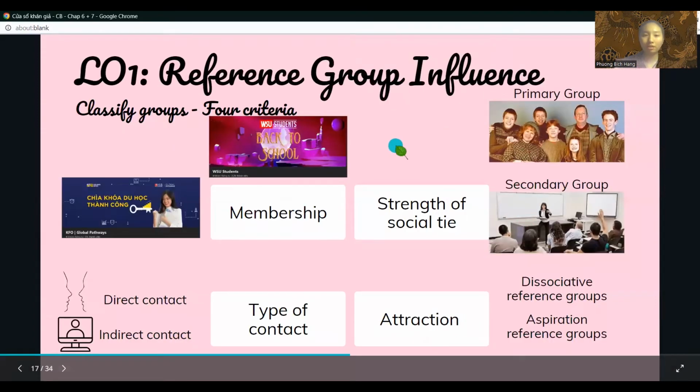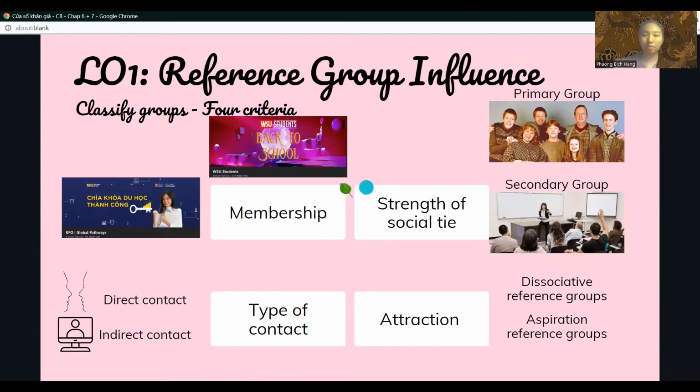And to classify groups, there are 4 criteria. The first is membership. For example, I'm a member of the Global Pathway online Facebook group, and another student could be a member of Western Sydney University's group. The second criterion is strength of social tie.